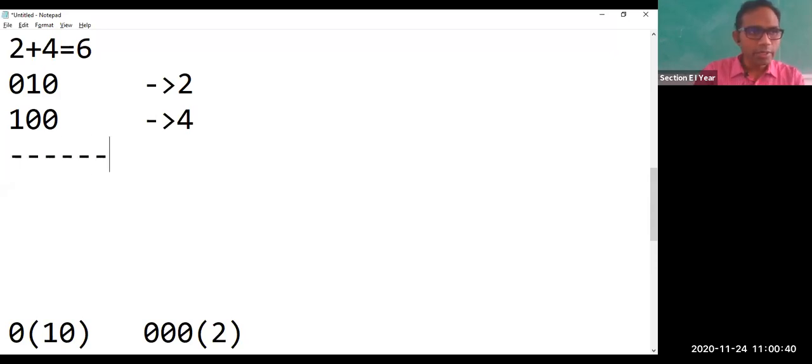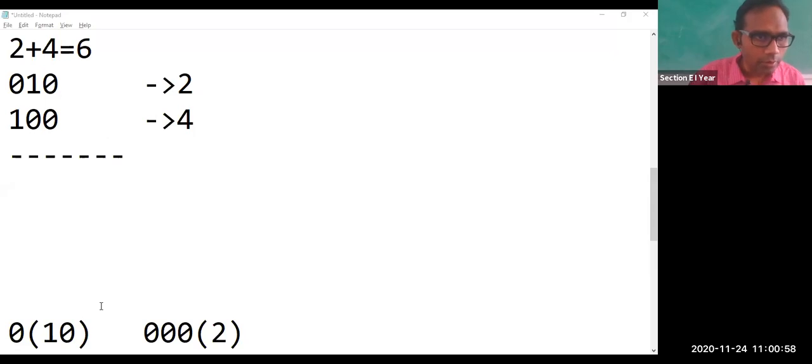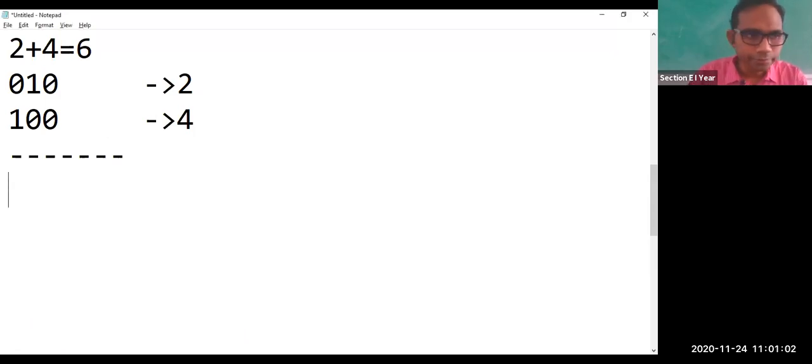Don't get confused. Just concentrate from right to left. You have to do the addition part from right to left. So first what you are going to do, you are going to add 0 plus 0 plus 0. The answer is 0. So first we are going to get the result as 0.